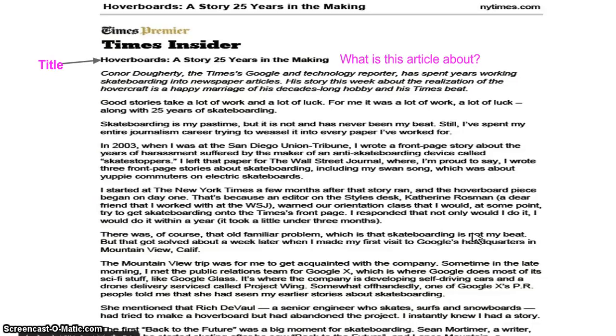The next thing you want to zoom in on is the source. Where did I get it from? Obviously it came from the New York Times, so I know that this is a credible article. I know that I can put value into what they are saying.